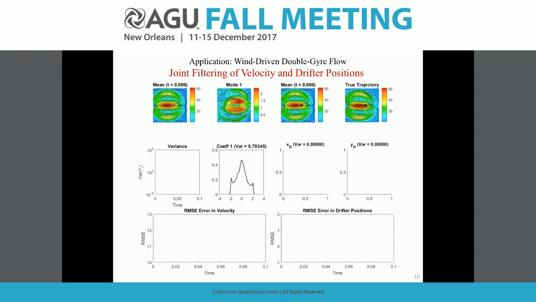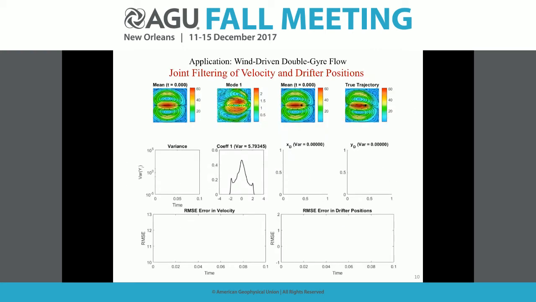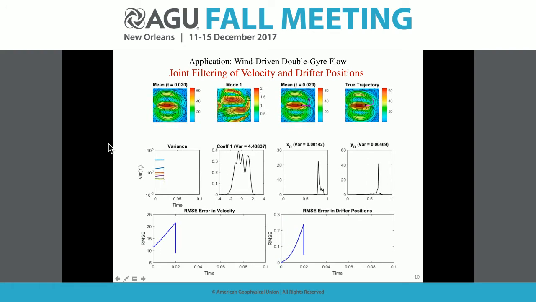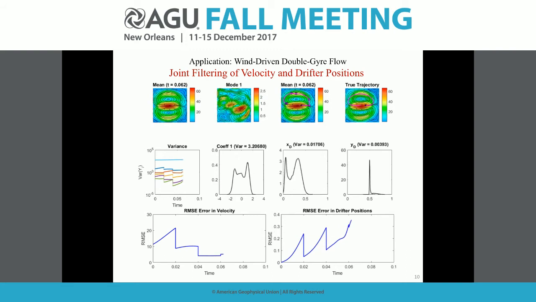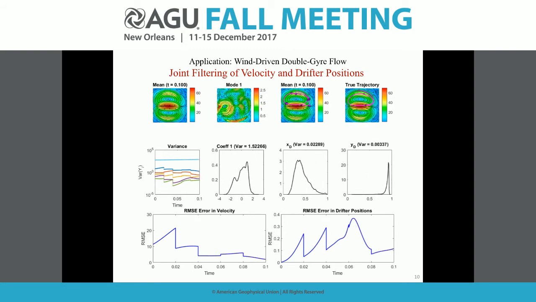So if I play this, if I just evolve this in time, you can see this is the first assimilation, and you can see that the drifter, in fact, jumped to where it should more likely be. And we can keep on doing this and see how the RMS error essentially improves.